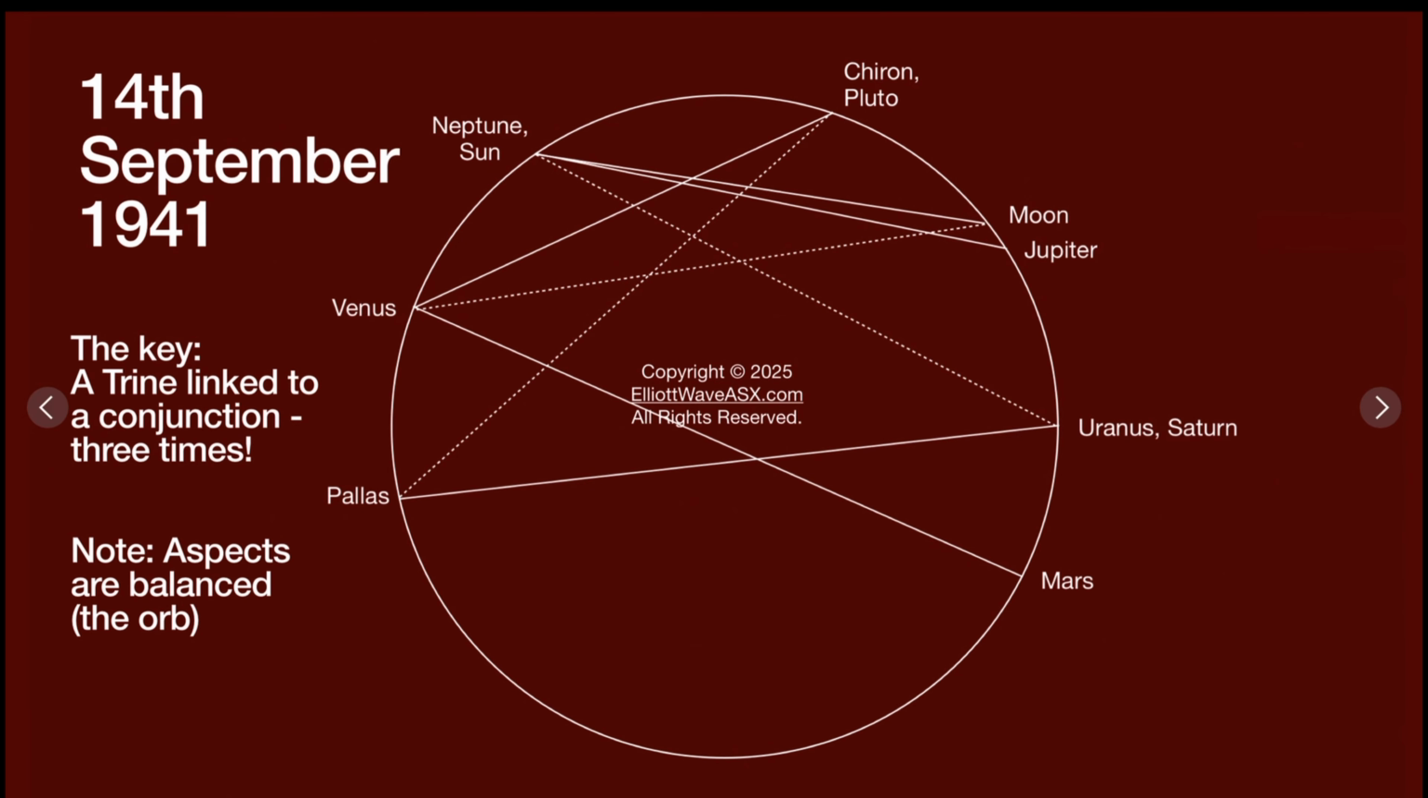If we have a look at a schematic for the aspects on the 14th of September 1941, the key is there's a trine linked to a conjunction 3 times. So we have the first conjunction linked to a trine and a square. We have the second conjunction linked to the same trine and 2 squares. And we had a third conjunction linked to another trine and also a square.